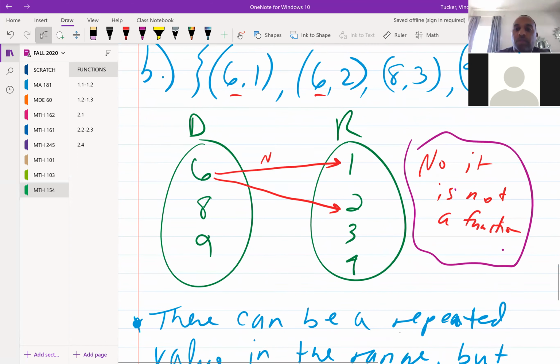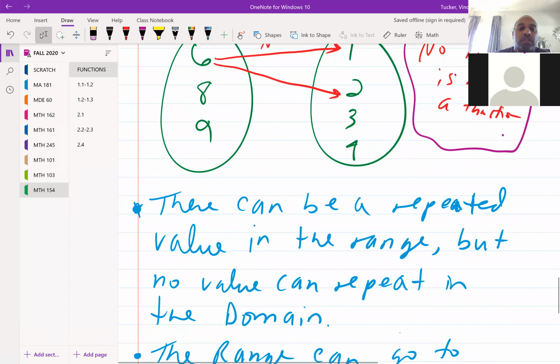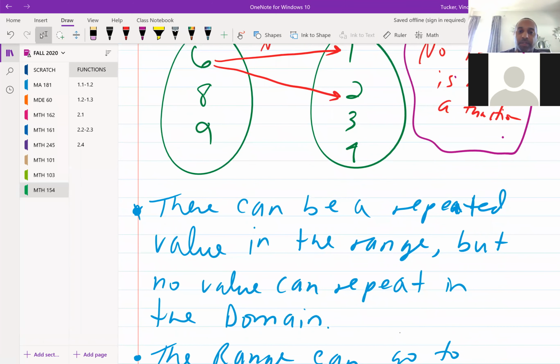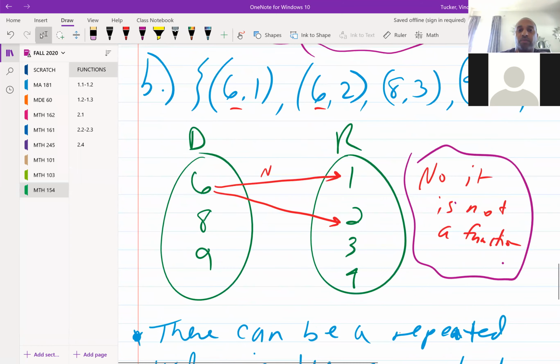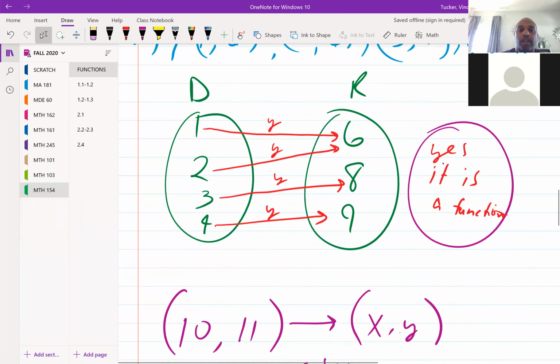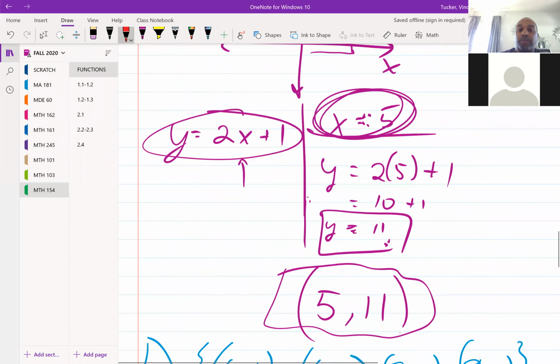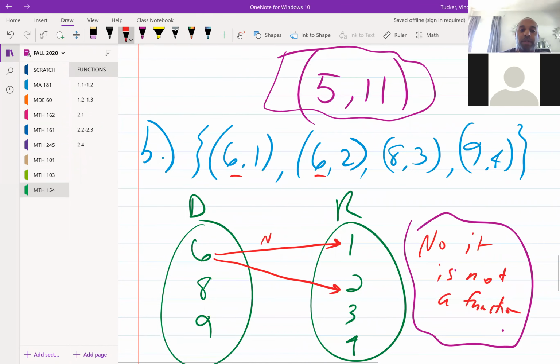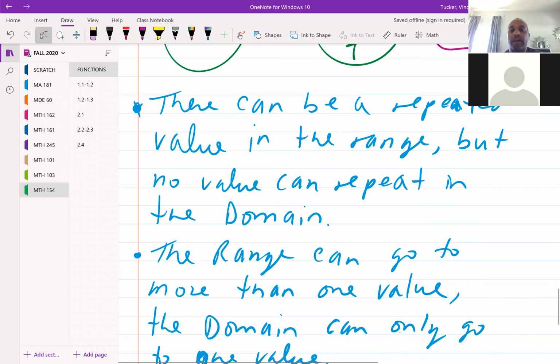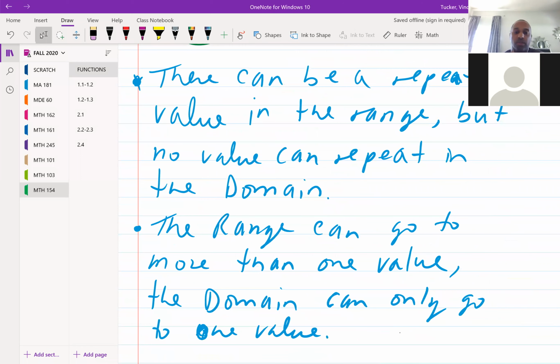All right. So scrolling down. To address what your classmate just mentioned, there can be a repeated value in the range, but no value can repeat in the domain. If you go back to our last two examples, we had the repeated value of 6 in the range. That was okay to be a function, but then we had a repeated value of 6 in the domain, so that stopped it from being a function. And then also, the range can come from more than one value. The domain can go to only one value.